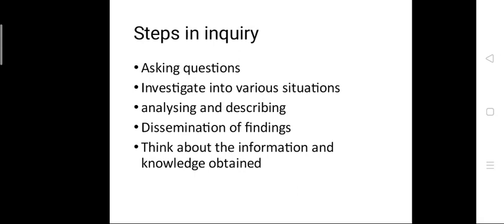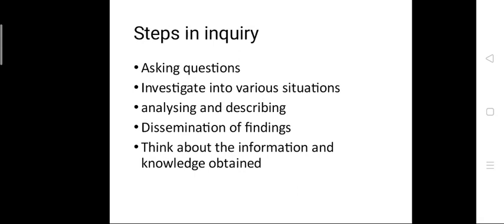Then think about the final step. Think about the information and knowledge obtained. So that's the fifth step in the inquiry process, the inquiry approach. So we have found out something, we have disseminated it, and the last step is actually meant for further inquiry. So thinking about what we get from the inquiry, what knowledge we acquired through the process of that inquiry.